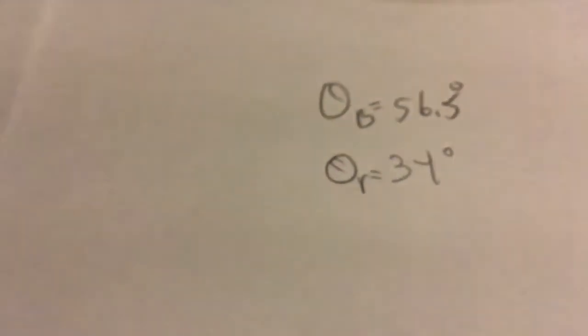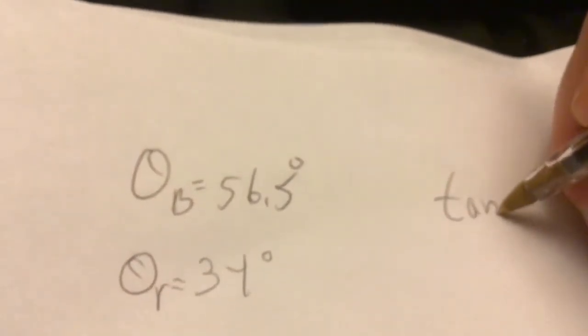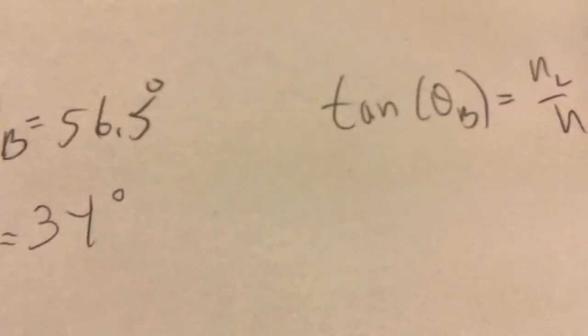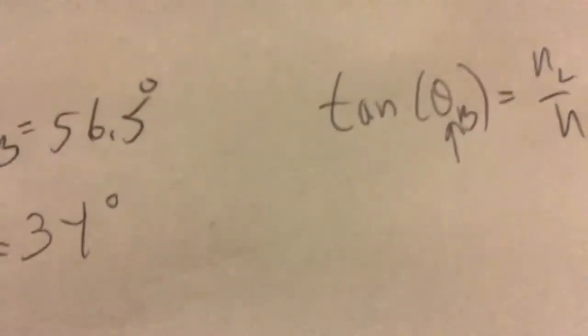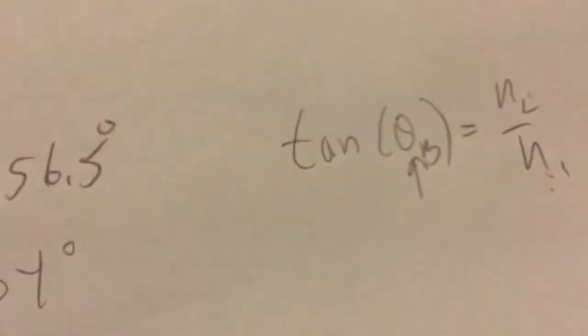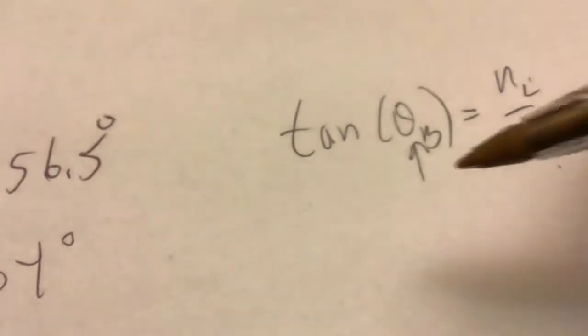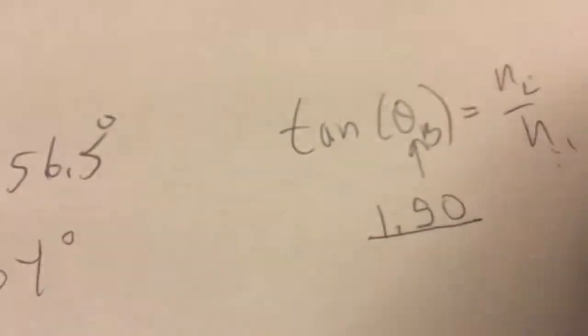All right, so to find the index of refraction, use the formula in your book. Tangent of theta b is equal to n2 over n1. Plug theta b in there, 56.5, and solve for n2. n1 is air, so just assume that's 1. Look up plexiglass or glass in the index of refraction. It's around 1.5. That's where it's supposed to be, around.